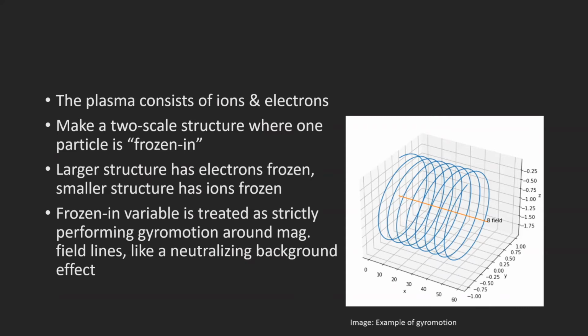And frozen in means it will be considered a sort of charge neutralizing background. The particle that is frozen in will move strictly along the magnetic field lines, whereas the other non-frozen in variable will be allowed to move completely dynamically in the simulation. And by having this two-layered structure, we're able to get all of the information that we need without having an overly complex simulation.